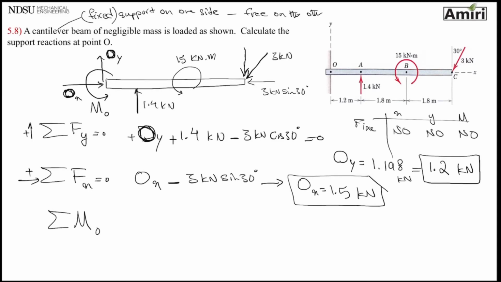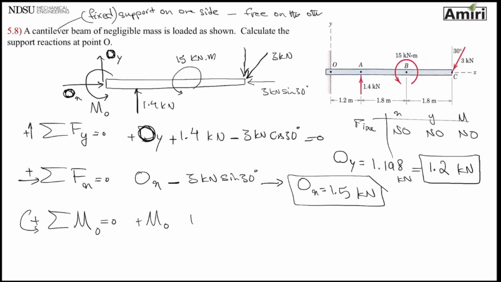It's usually better to take your moment about your support. Usually, it really doesn't matter where you take it. If I take the moment about point O being 0, start from the end of the beam. OX and OY go through point O. We don't care about them. MO, on the other hand, exists right there, and it's with my sign, so it's a plus.